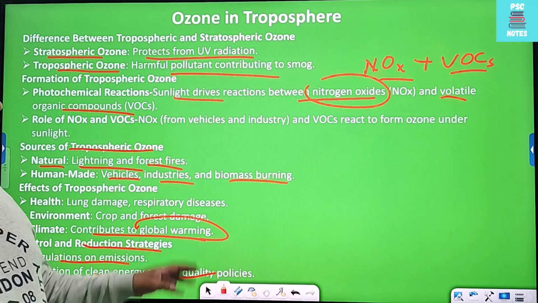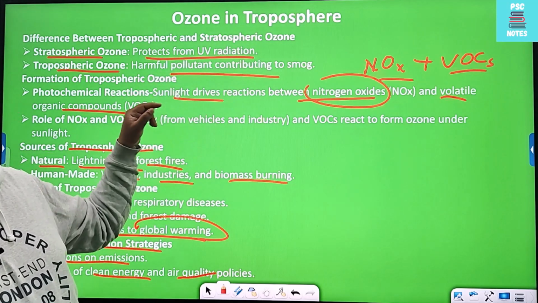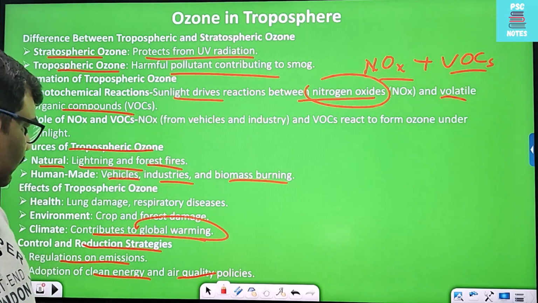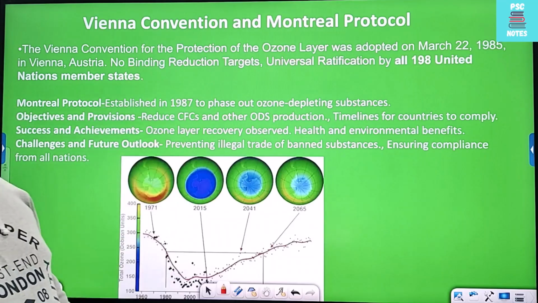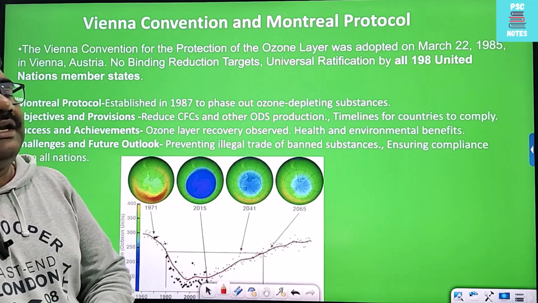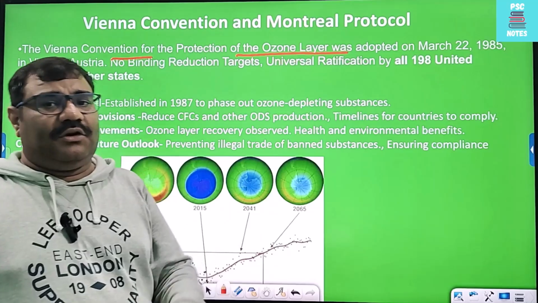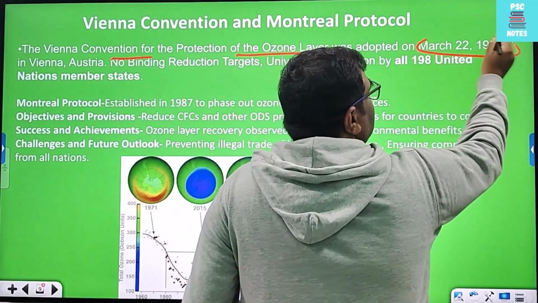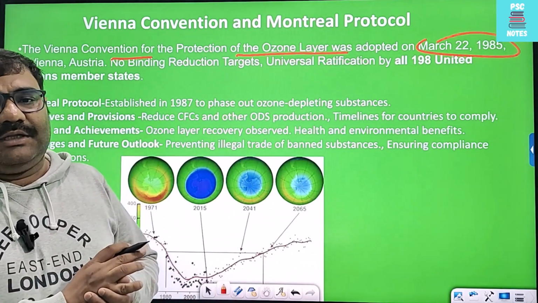So we studied that ozone in the stratosphere is a good ozone and ozone in the troposphere is a bad ozone. Now there are two: one convention and a protocol, the Vienna Convention and the Montreal Protocol. The Vienna Convention is for the protection of the ozone layer. It was not binding, and was adopted on March 22nd, 1985. So first the Vienna Convention happened, in Vienna.